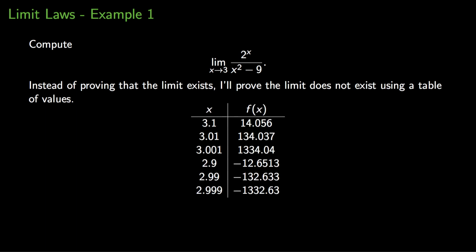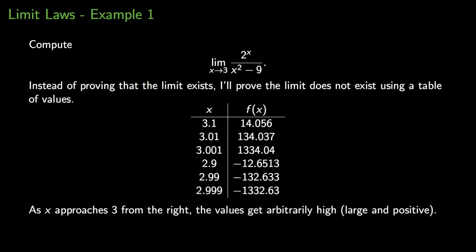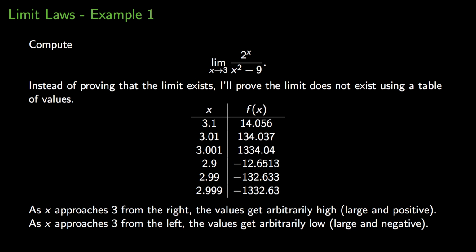So in fact, using a calculator, here's a table of values for several numbers that are approaching 3 from both sides. And you can see that as x approaches 3 from the right, that means that the x values are higher than 3, that means that the y values are getting arbitrarily high, really huge, really positive. But as x approaches 3 from the left, meaning that the x values are just a little bit less than 3, then the y values are getting really, really low, really large, really negative. And this means that this limit does not exist.